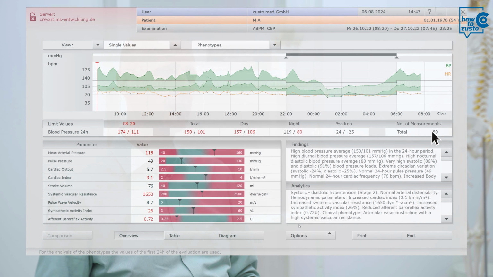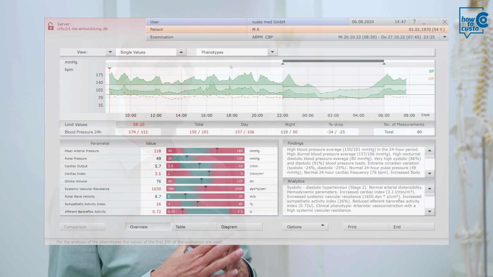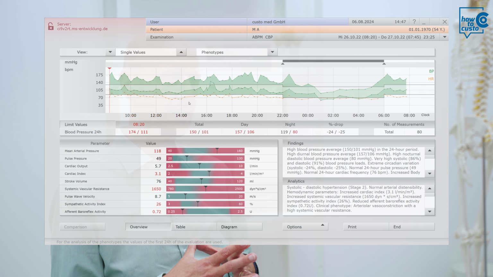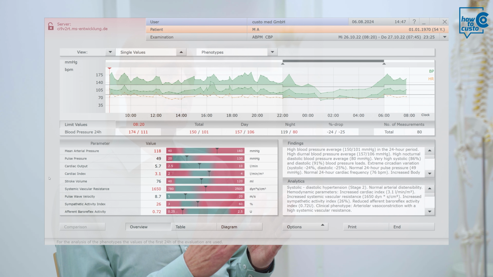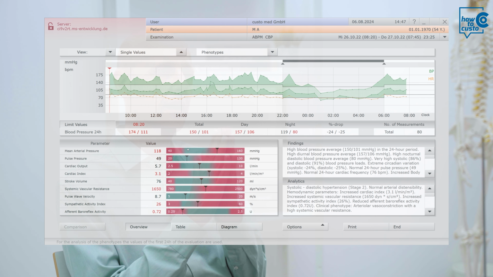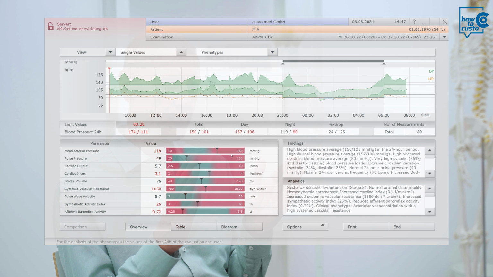And we have implemented this in custo diagnostic. If you have activated the hemodynamic phenotypes module in the blood pressure module, you will see a graphic presentation where we have listed the individual cardiovascular parameters according to their continuum from normal to abnormal expression, which means beyond the limit values.